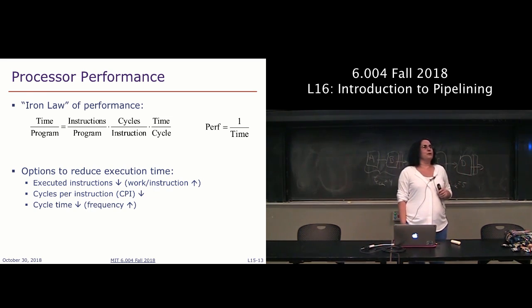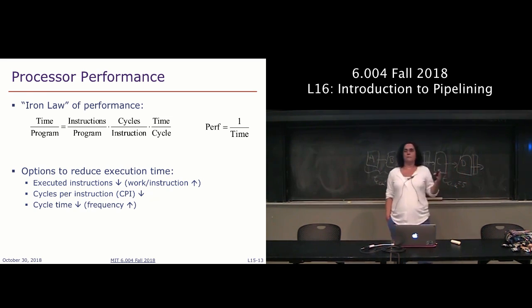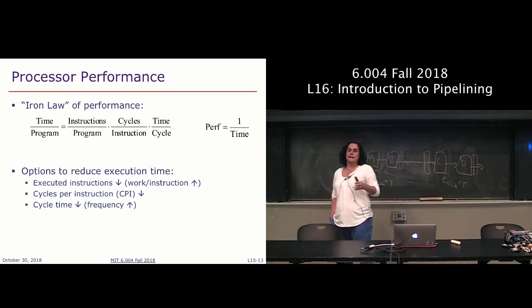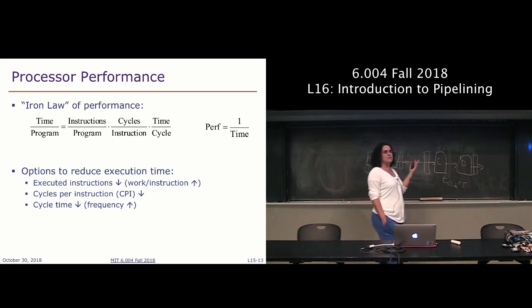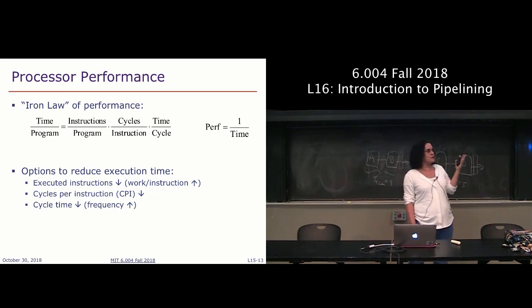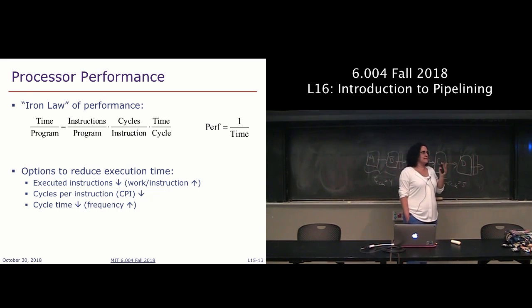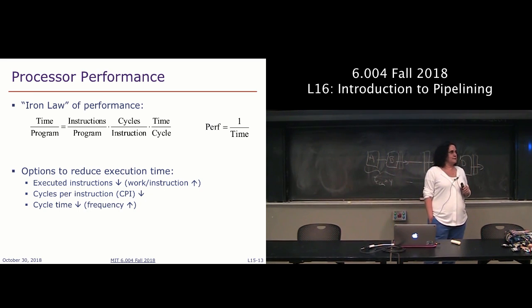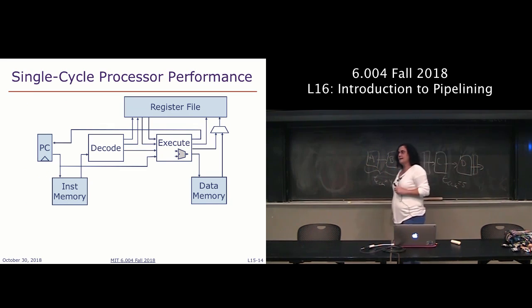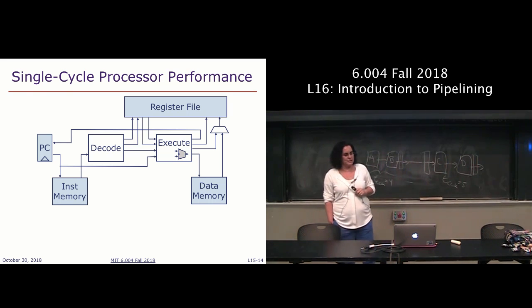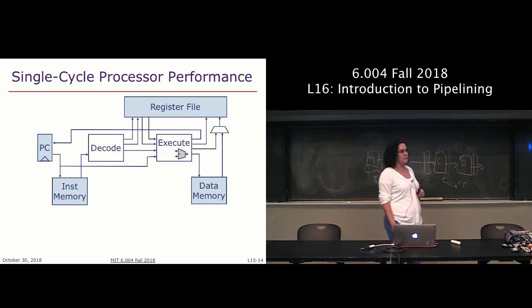So in order to improve our time per program, we could try to change any of these 3 parameters. So if we executed fewer instructions, then that could be helpful, but that probably means that we have to introduce some more complicated instructions into our instruction set architecture, which would then affect our clock period. And so, for the sake of this discussion, we're going to assume that our ISA is fixed. So the other 2 things we can do is we can try to reduce the cycles per instruction, or we can try to reduce our cycle time. So if we take a look at our single cycle processor, right, this is a picture you've all seen before.